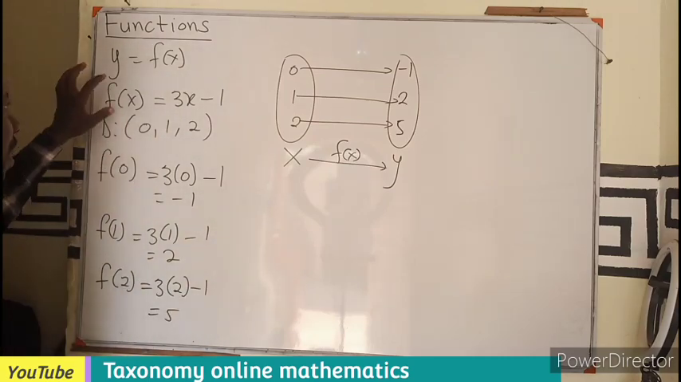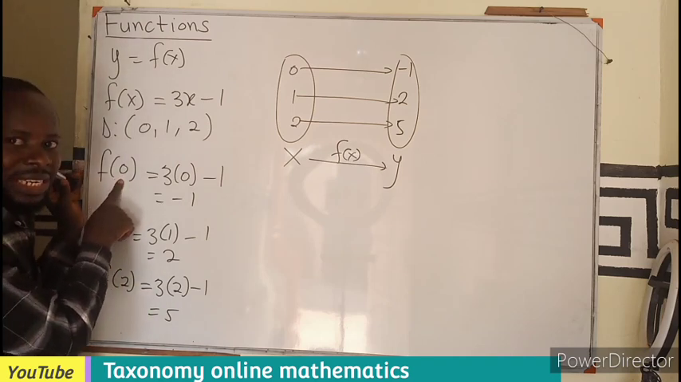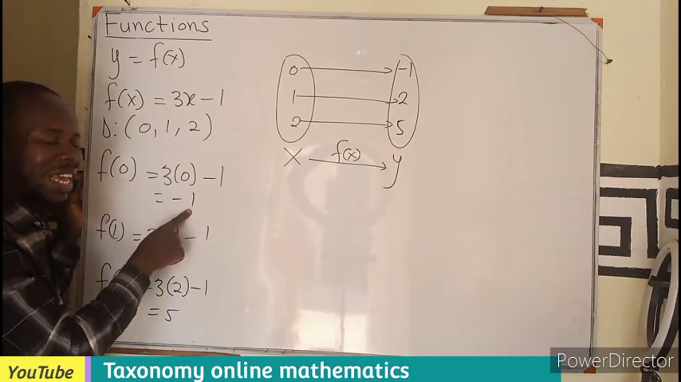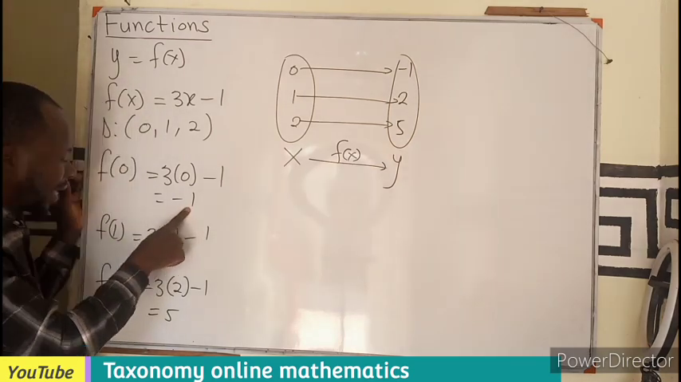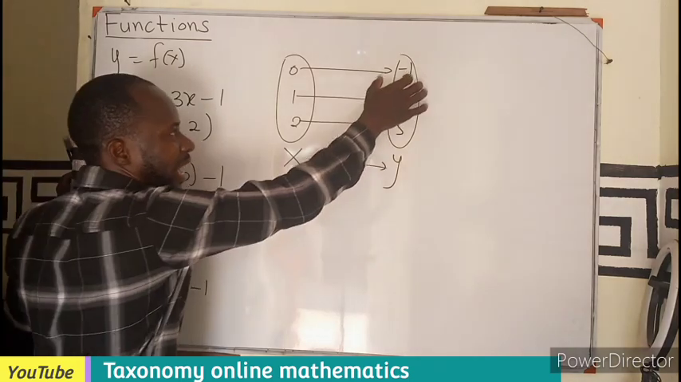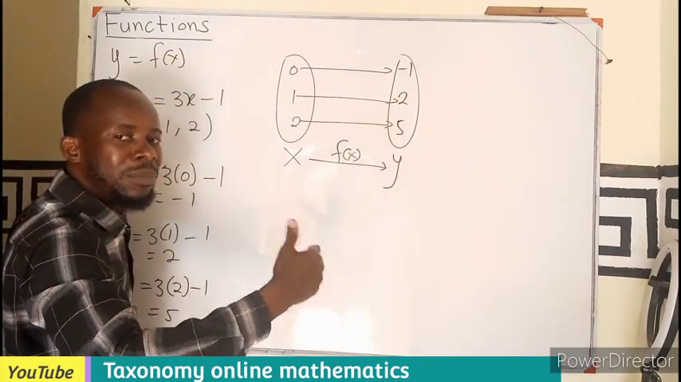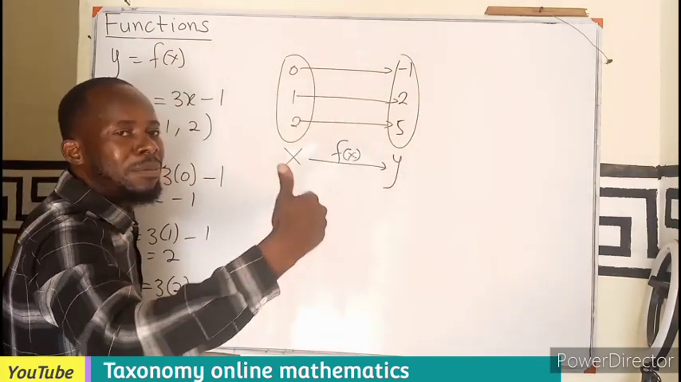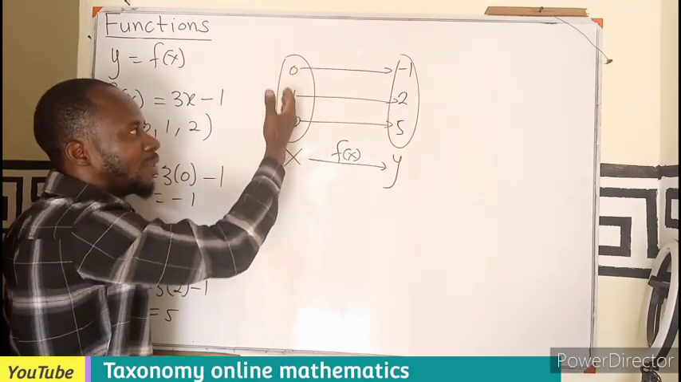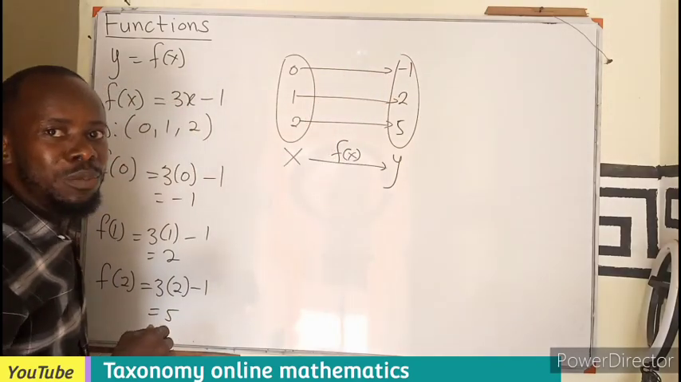So for any function given to you, this is the image of 1. Finding the image of 0 is what? Minus 1. The image of 1 is 2. And don't forget, these are also images. Putting them together as a set becomes the range, or the codomain. But each individual element from here will be the object or a point. Then we have the image.